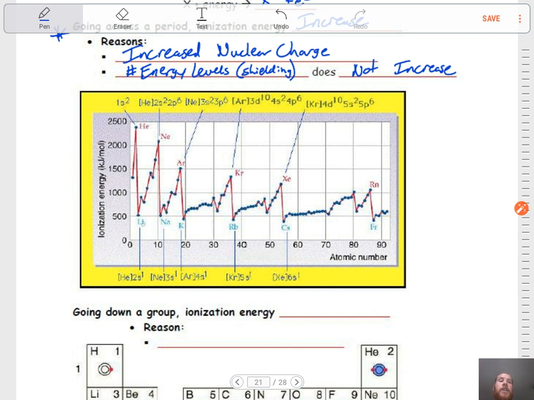If you look down here, lithium, sodium, potassium, rubidium, cesium, francium, they're the alkali metals. They only have 1 valence electron. They're easily going to give it up. It's not going to take a lot of energy to pull those outer electrons off of them.